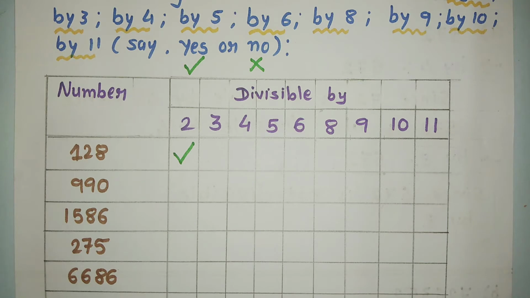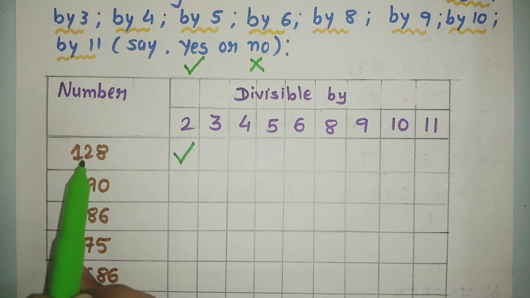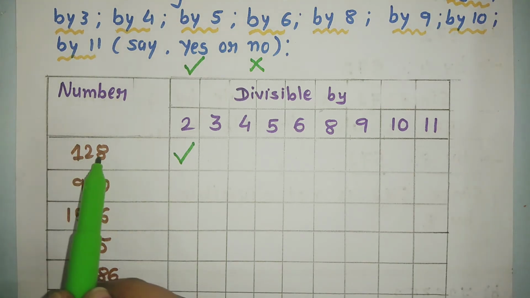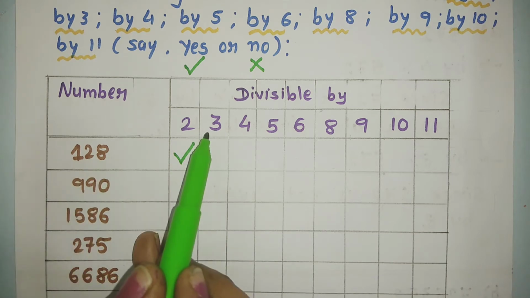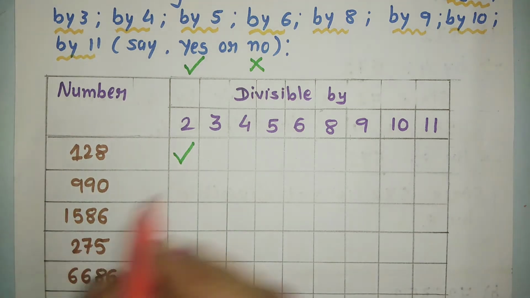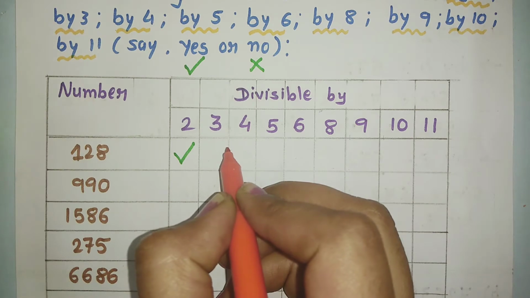Next, 3. So what is the rule for 3? The sum of the digits should be divisible by 3. So let's do the sum of the digits. 8 plus 2 is 10, 10 plus 1 is 11. Is 11 divisible by 3? No. So this number is not divisible by 3.